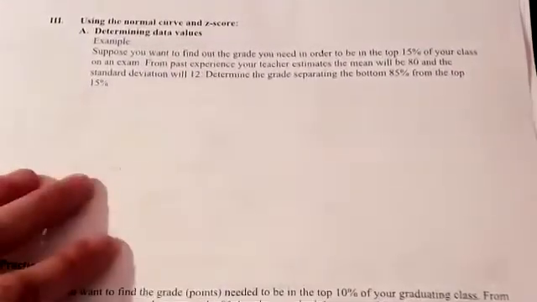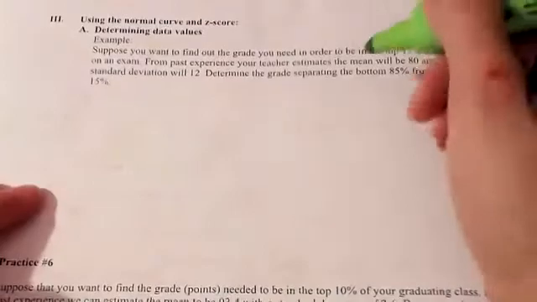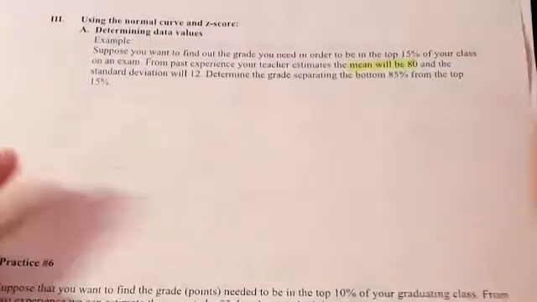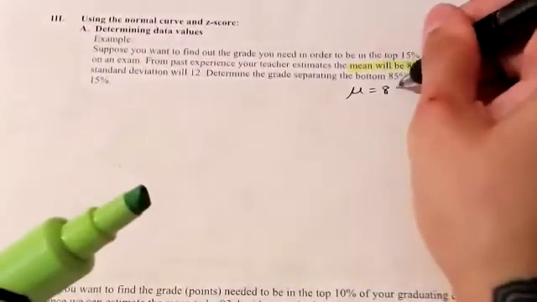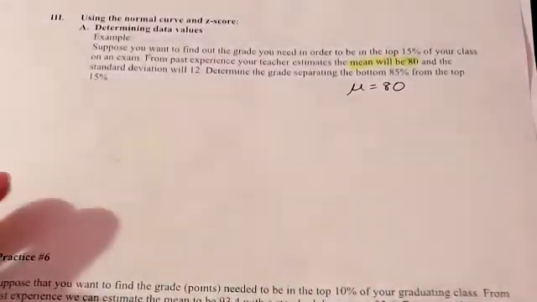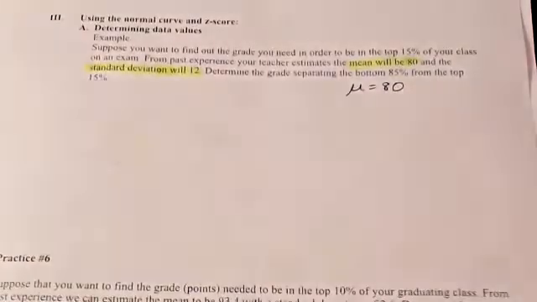Okay, determining data values. So let's check this out. Suppose you want to find out the grade you need in order to be in the top 15% of your class on an exam. From past experience, your teacher estimates the mean will be 80. That's something very important. We always highlight or write out this information. The mean will be 80. So I'm going to go ahead and write mu is equal to 80. And the standard deviation will be 12. So immediately I'm writing these pieces of information down.